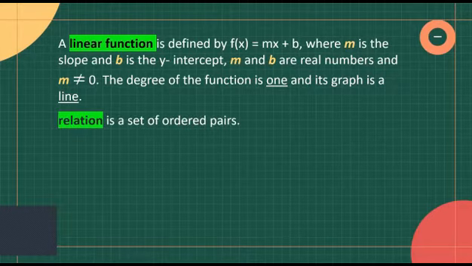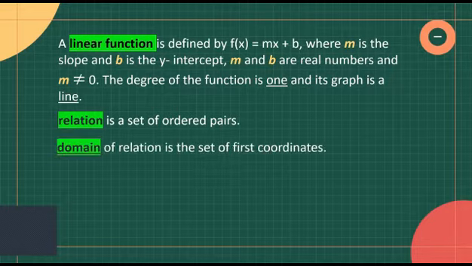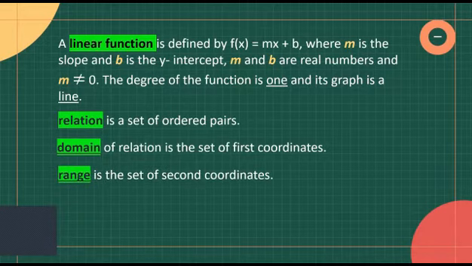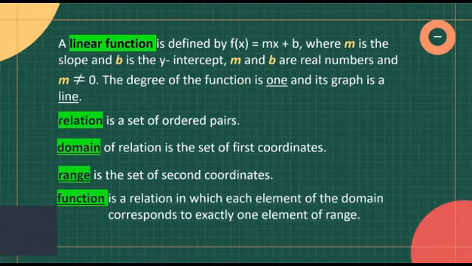Relation is a set of ordered pairs. So, yun pala yung relation, set of ordered pairs. How about domain? Domain of a relation is the set of first coordinates. Siyempre, kung may first coordinate, meron tayong tinatawag na second coordinate na tawag natin ay range. And last, a function is a relation in which each element of the domain corresponds to exactly one element of the range.